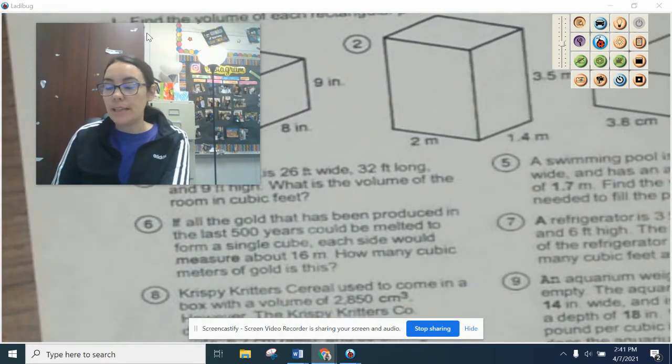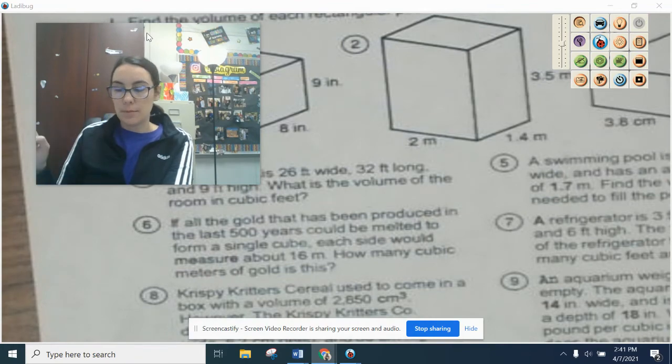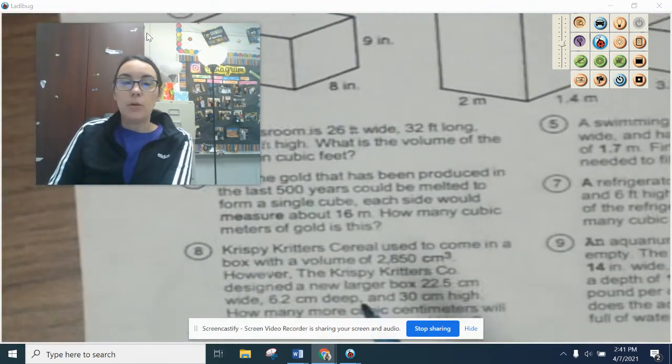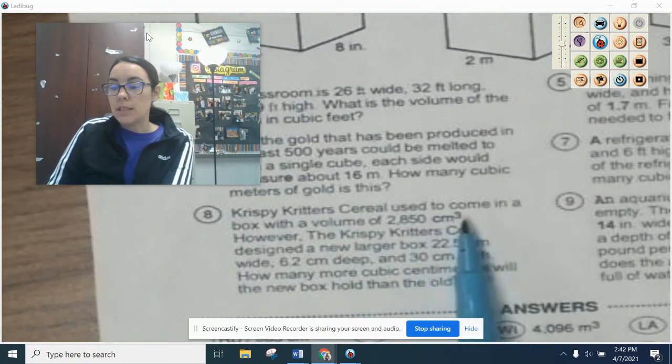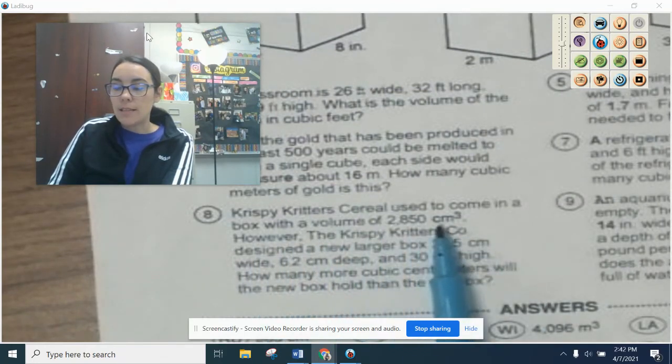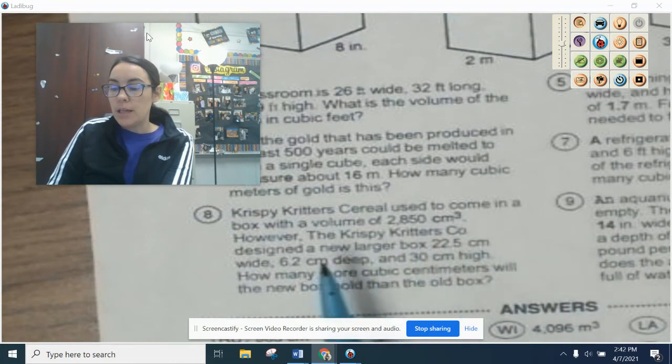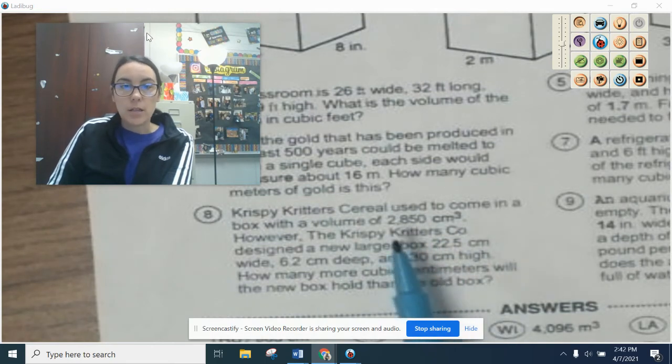Make sure you are reading carefully. They're not all just length times width times height. For example, on number 8, it's talking about crispy critter cereal used to come in a box with a volume of 2,850 centimeters cubed. They designed a new larger box, and then it gives you those dimensions. How many more cubic centimeters? So you have to find the volume of one and compare it to the other one. So after you do that, you're going to subtract.